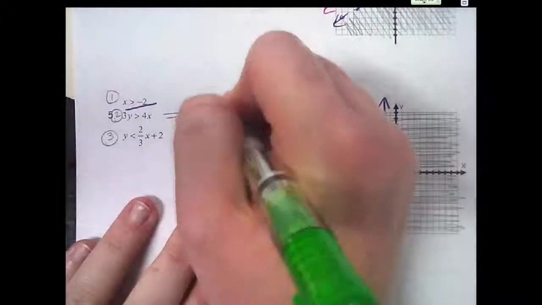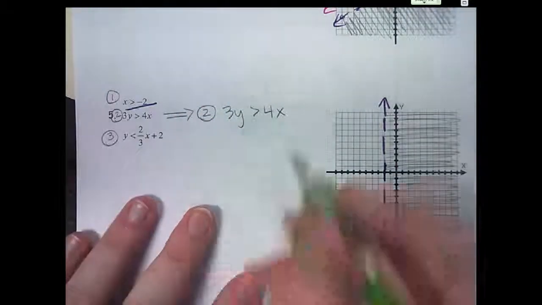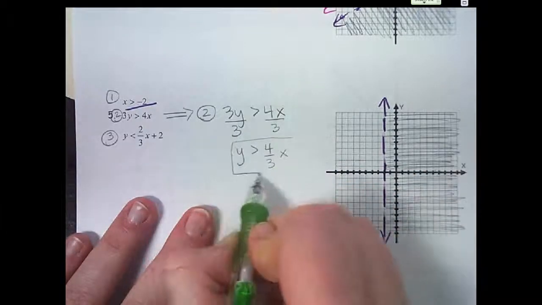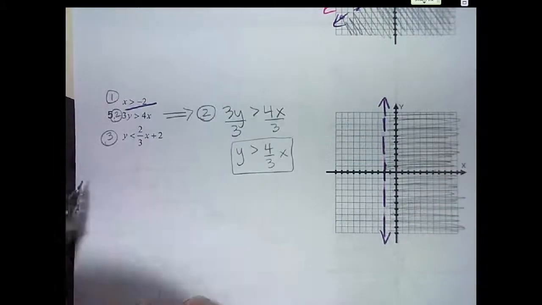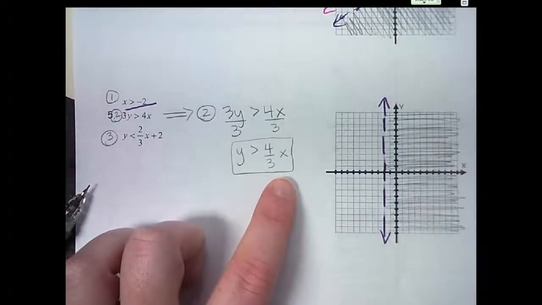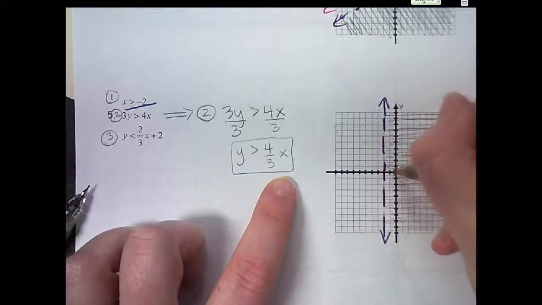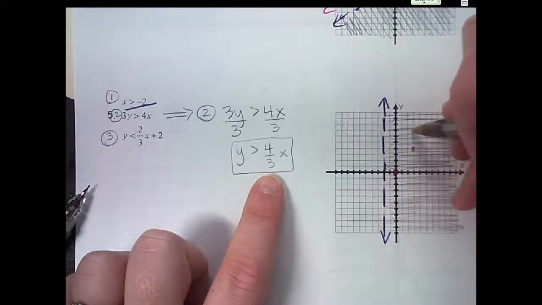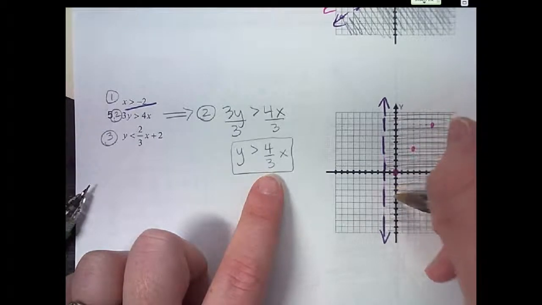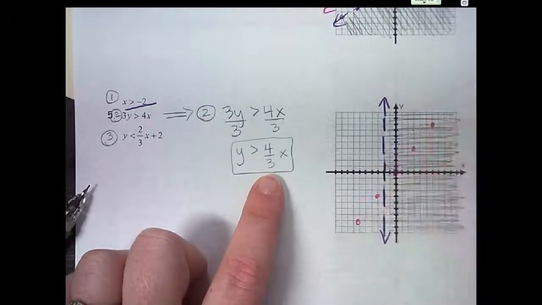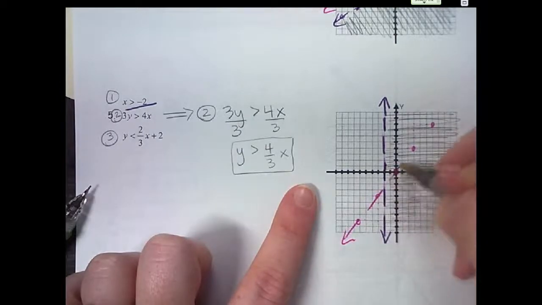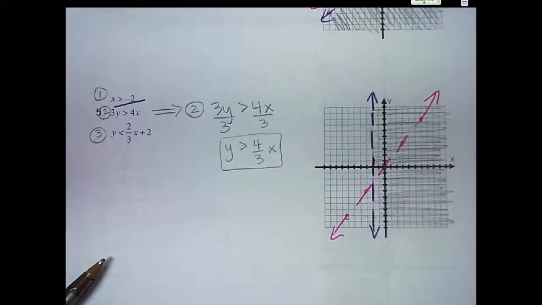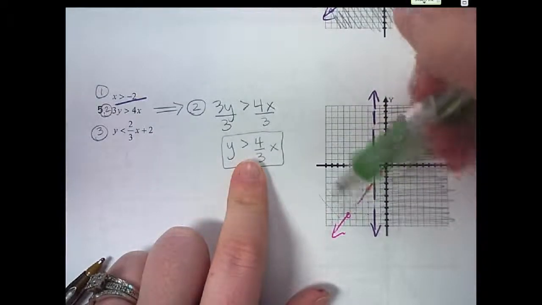Okay, number two, we need to get y by itself. So I need to divide by 3. Y is greater than 4/3. What's my y-intercept on this one? 0. So I start at 0, 0, and then do my slope. So up 4 and over 3. Greater than, so if I go to the line, I jump up. So everything above the line is shaded.